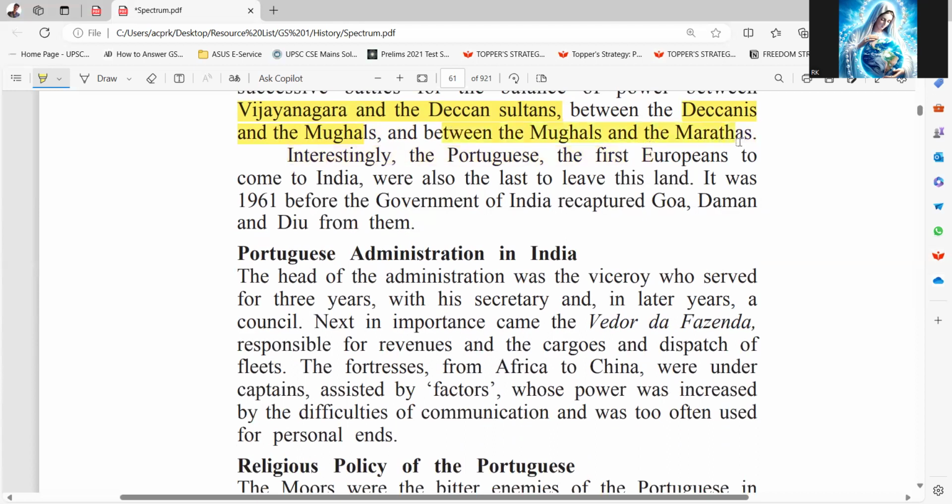Interestingly, the Portuguese, the first Europeans to come to India, were also the last to leave this land. It was 1961 before the government of India recaptured Goa, Daman and Diu from them.